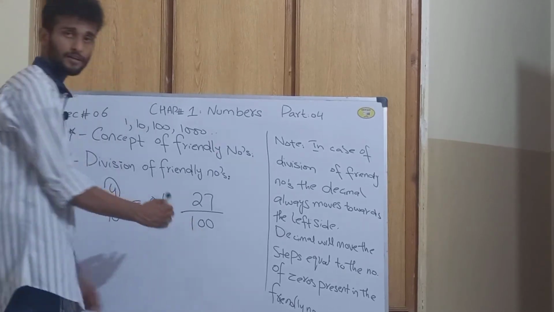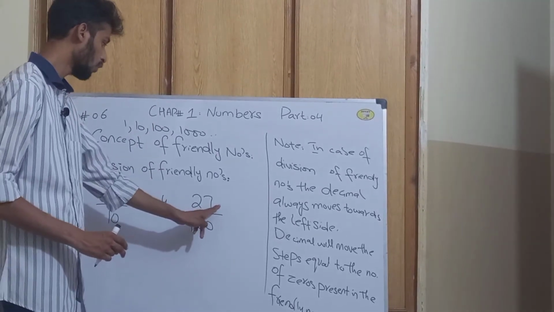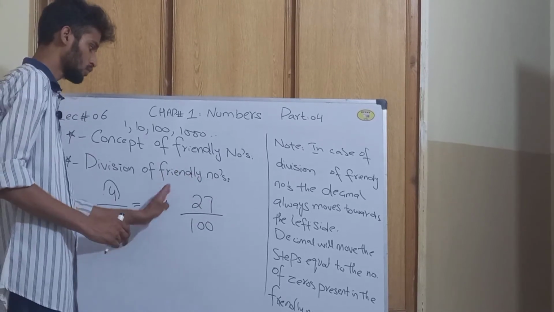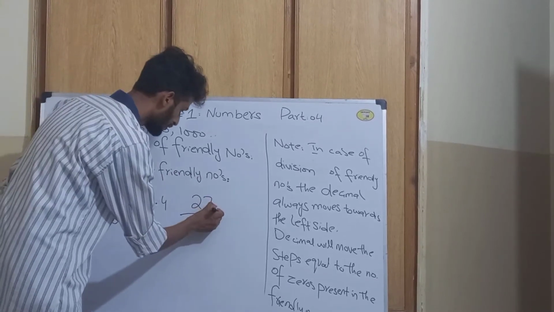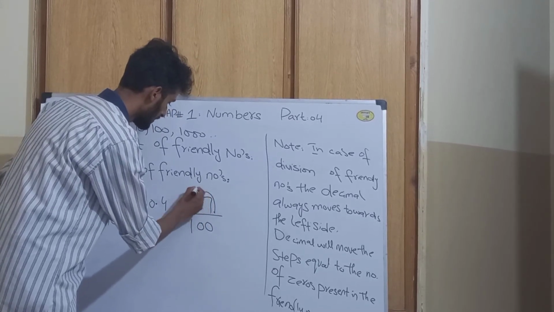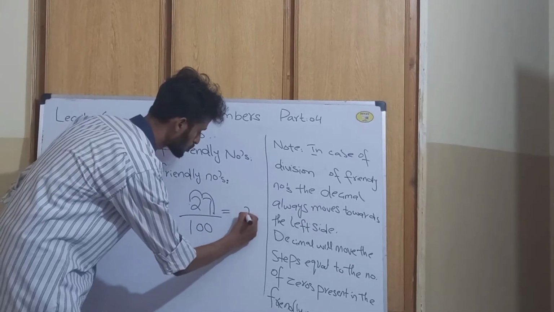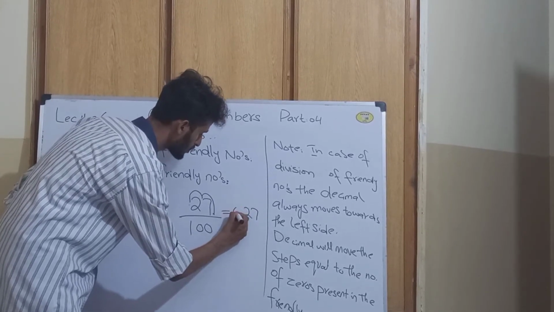So in this friendly number we have 2 zeros. So the decimal will move 2 steps towards the left side. One step and second step. So our answer will be 0.27, and we can write 0 over here.